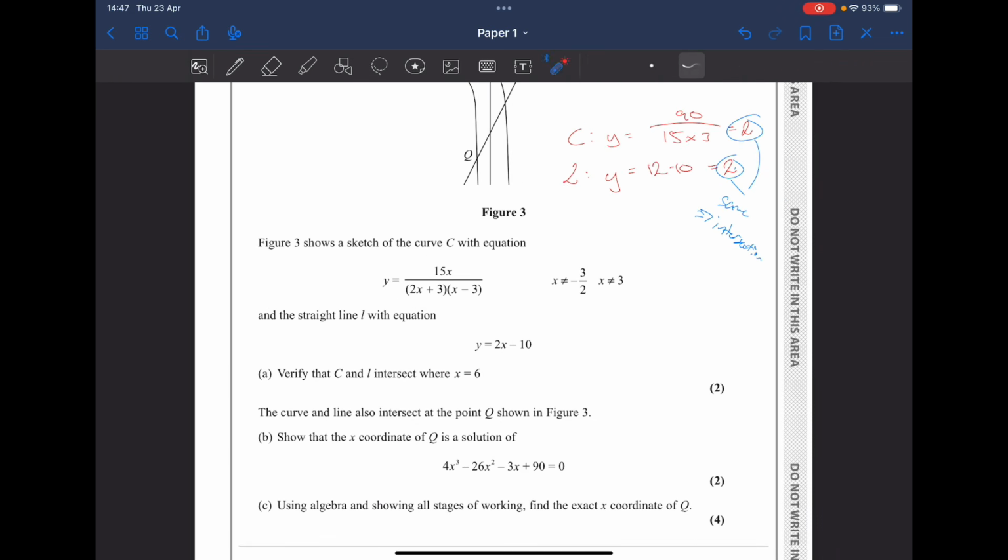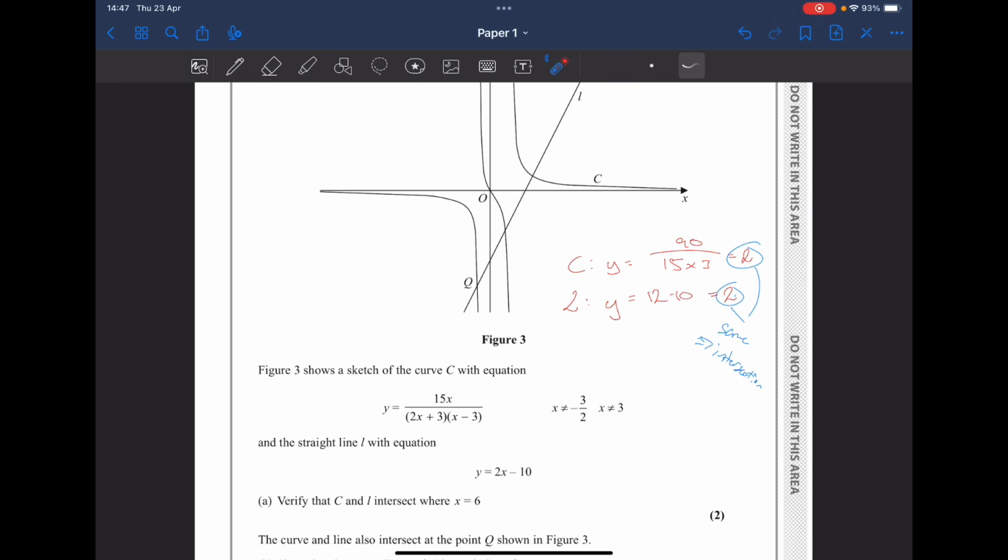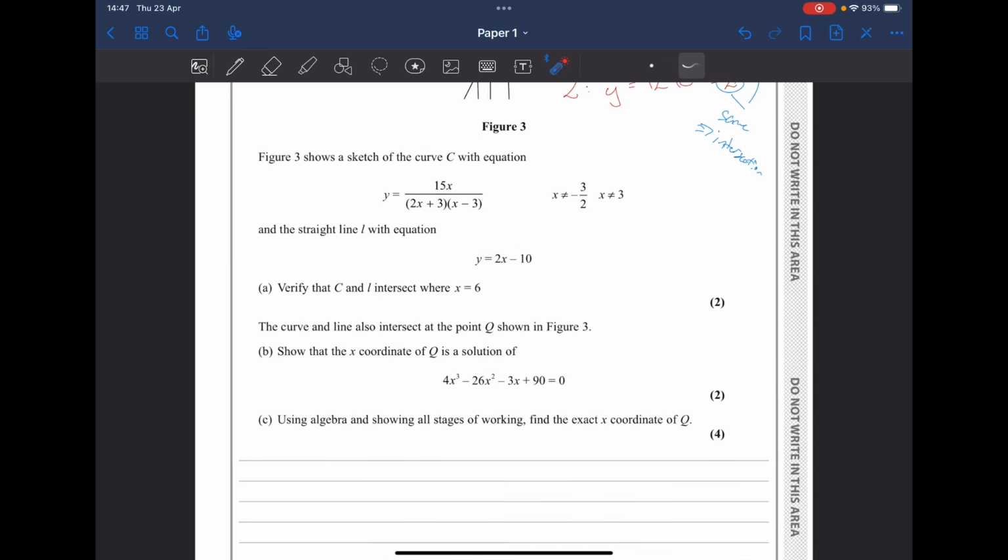Part B then. They also intersect at point Q, which is down here somewhere. So important to notice, it could be one of these two. There's going to be 3 intersection points. Let's actually circle those. 1, 2, and 3. It's only negative 1 though. So that's what we need to look out for. We want to find it's a solution to this thing.